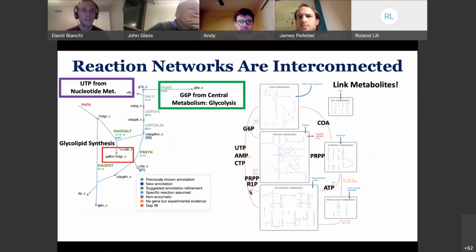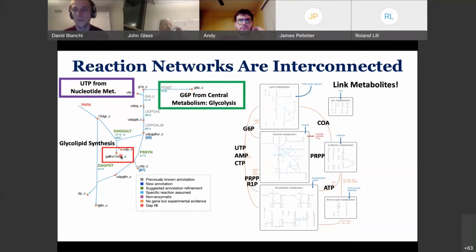Even just looking at this small patch of producing glycolipids that I have on the left, we can see that this system's taking in glucose 6-phosphate from the central metabolism and UTP from the nucleotide metabolism to make this eventual glycolipid that we're going to see in the membrane. This idea of link metabolites that are linking and communicating between these different subnetworks is going to be really crucial for us.